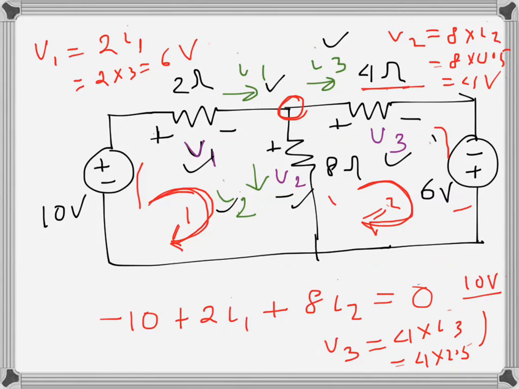V1 is the resistance is 2, the current is 3, so 6 volts, 2 times 3. V2 is this one, resistance is 8, current is 0.5, so 8 into 0.5 is 4 volts. And finally V3 is, the resistance is 4 ohms and the current is 2.5, so 4 times 2.5 is 10 volts. So we have everything now.